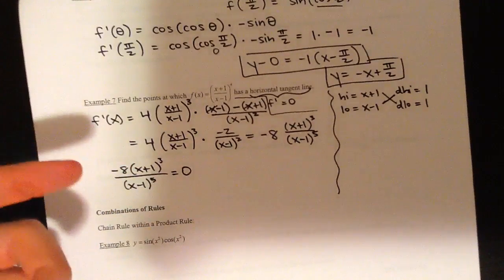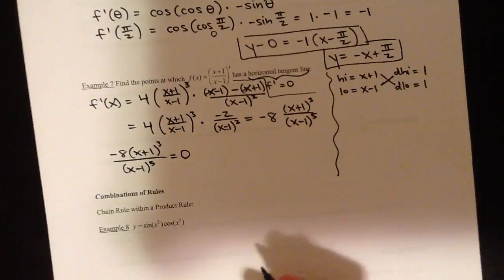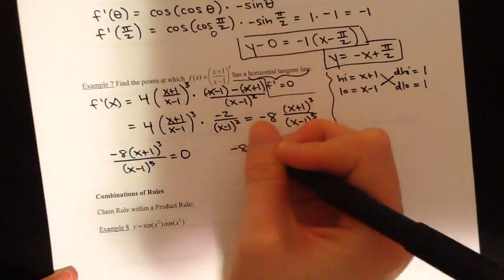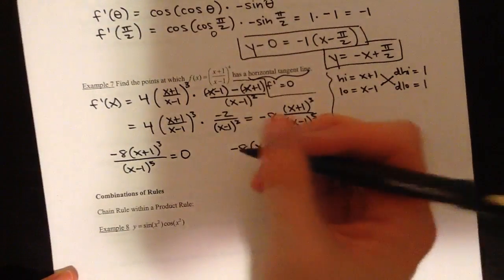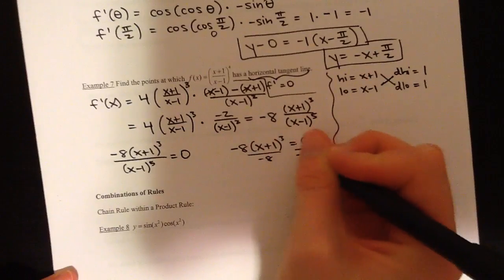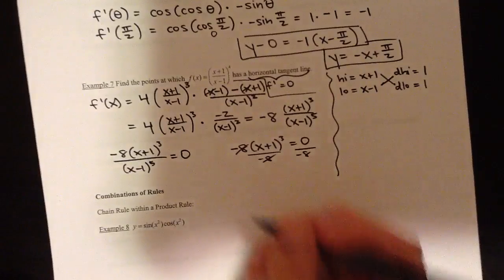So basically, if I want to know when that's equal to 0, I only care when the numerator is 0. If the denominator is 0, it's undefined, which is not what I'm looking for. I want a horizontal tangent line, which means I just set the numerator equal to 0. So when I set the numerator equal to 0, first of all, I can divide both sides by negative 8. So if I divide both sides by negative 8, what essentially happens is that the negative 8's just cancel, because 0 divided by negative 8 is still 0.